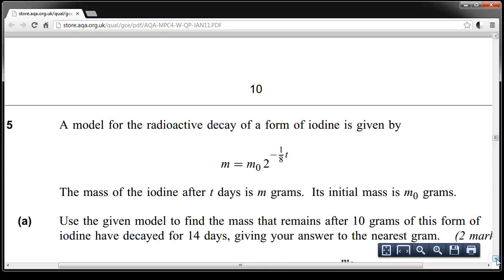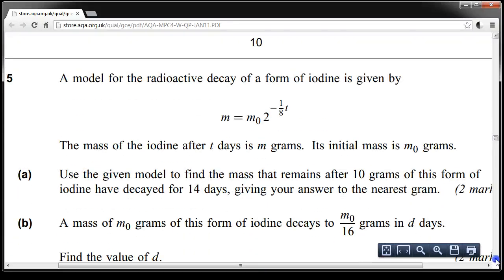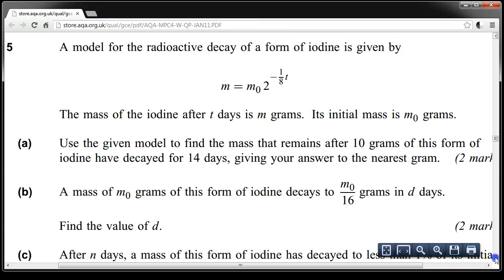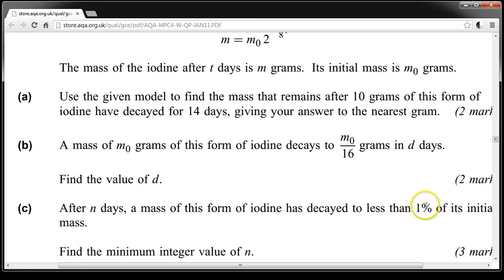So the next one now is 5. We've got a model of a radioactive decay here. Initially mass m0. So input some values, get your answer. m over 16, put that there. Work out what the time is in days. And find the value. And then less than 1% of its initial mass.